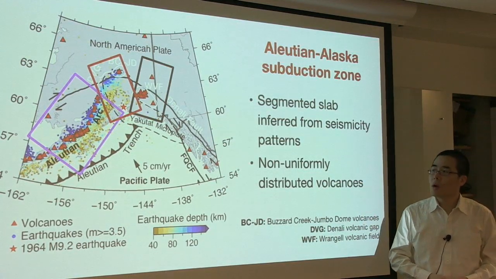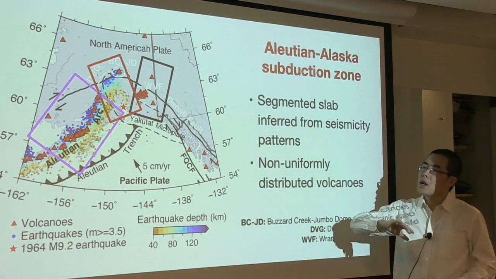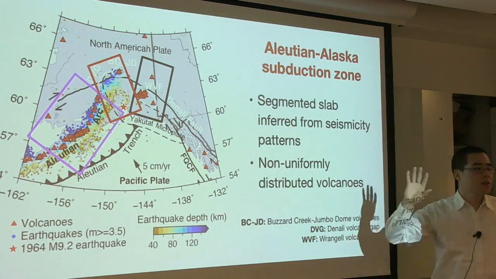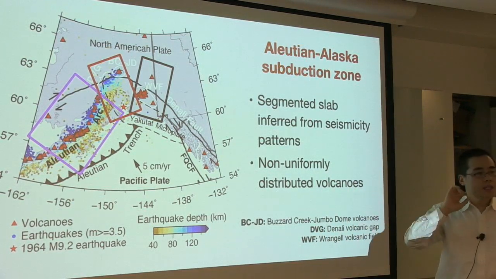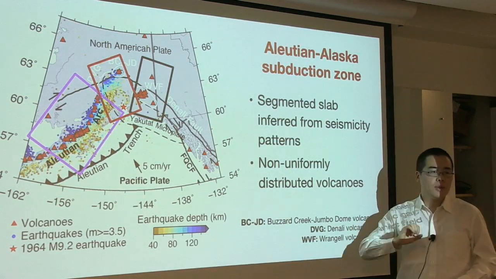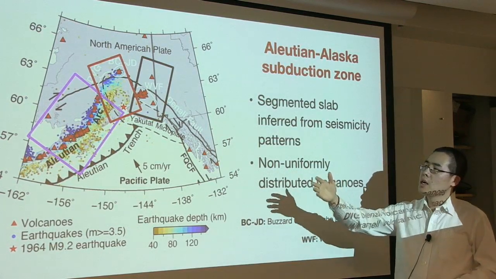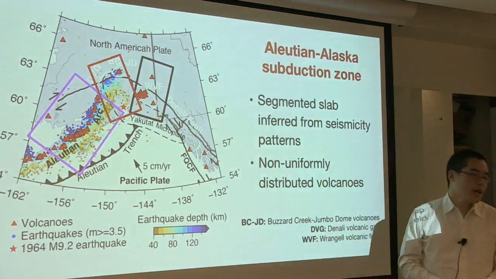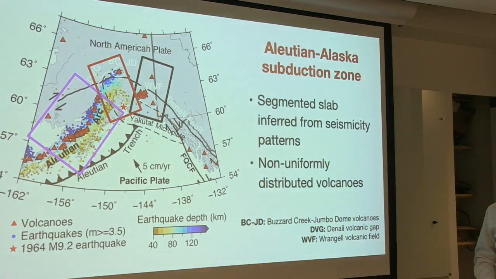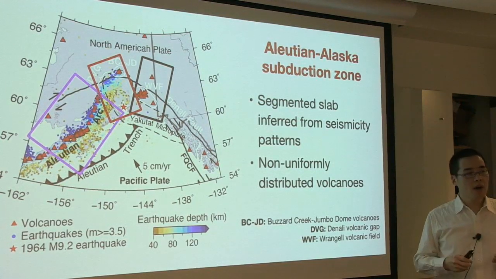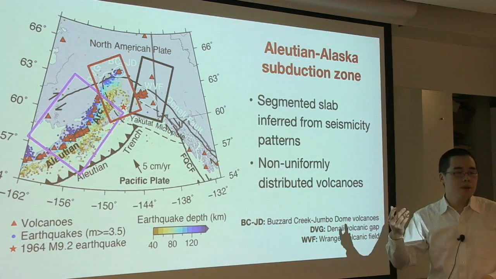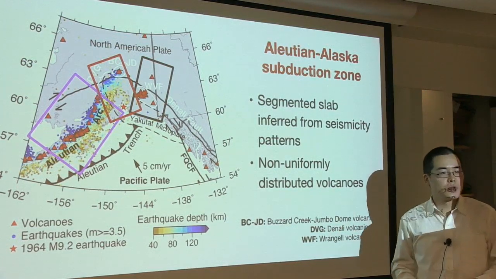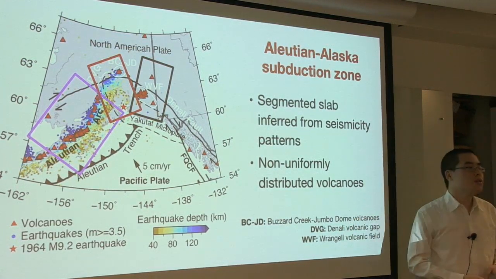In summary, what we see here is that there are a lot of volcanoes, but they are distributed in different densities and different patterns: linear, clustered, isolated, and a volcanic gap. The motivation for this study is trying to understand how the earthquake distribution and the volcano distribution are controlled by the subduction structure.